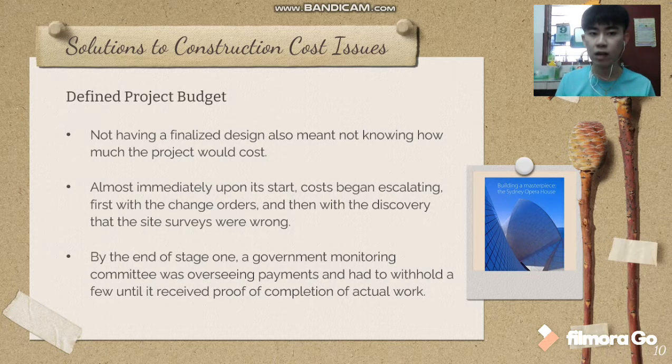In this opera house project, we can see that they did not have a finalized design, which means they didn't know how much the project would cost. This cannot happen in a construction project. And almost immediately upon its start, the cost began escalating because they changed orders and did not follow the floor plan. This also cannot happen in a construction project.